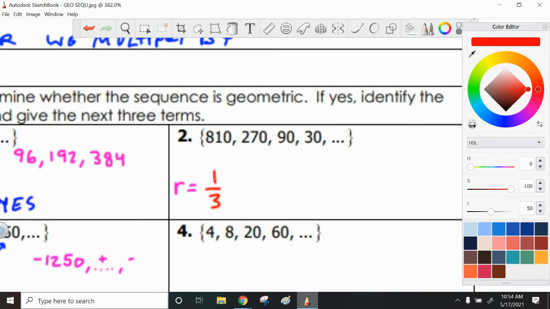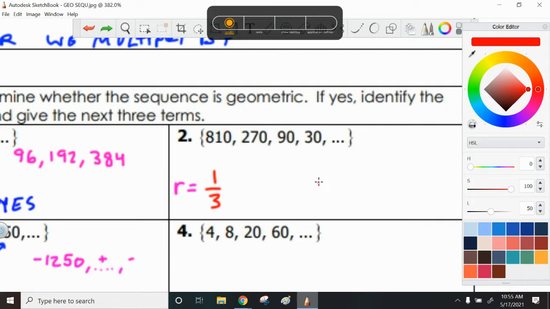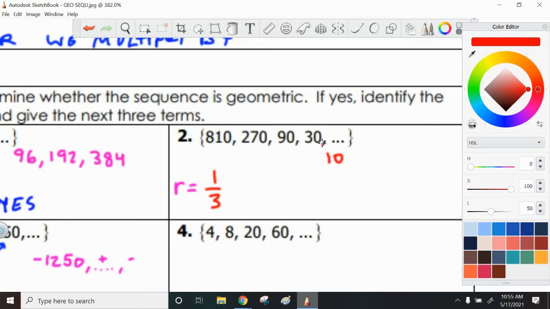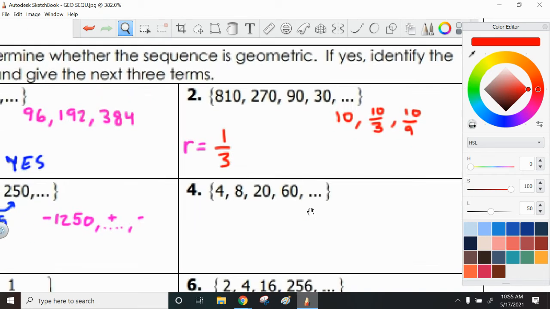And the short answer there is if you're dividing by 3, then the ratio is 1/3. If you're dividing by 2, the ratio is 1/2. Just think about it like this: how does this number compare to the number before it? It is 1/3 as big. Now, what would come next? 10 would come after 30, and then 10 over 3, because we're basically just dividing by 3. And then 10 over 9, because we're just dividing by 3 over and over again.